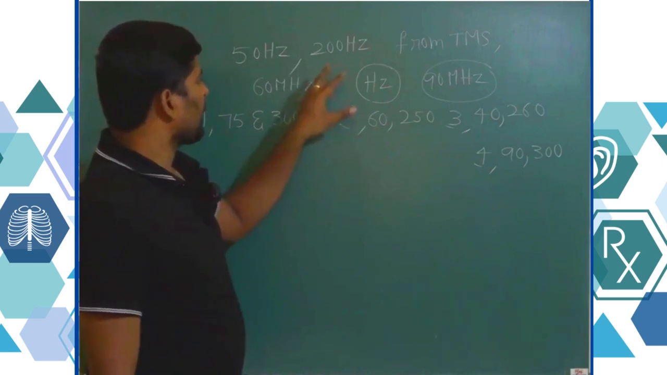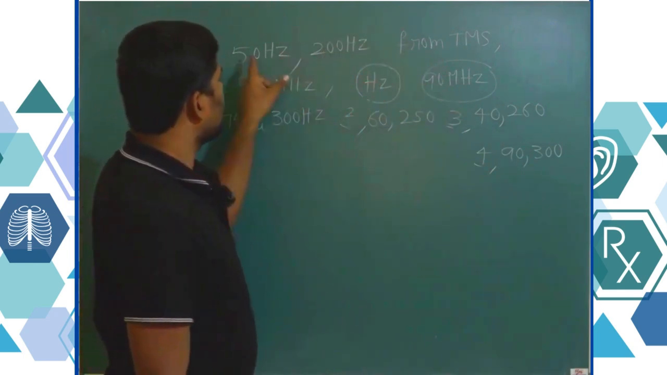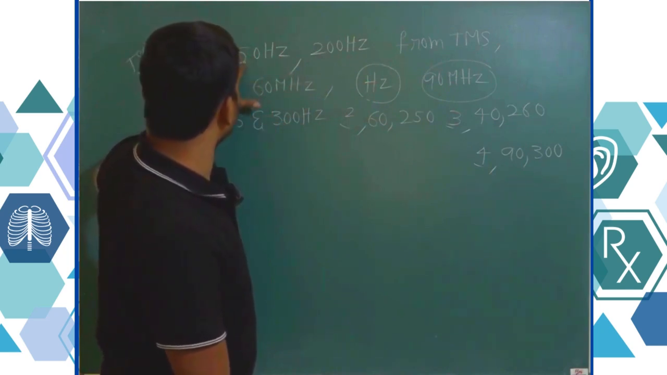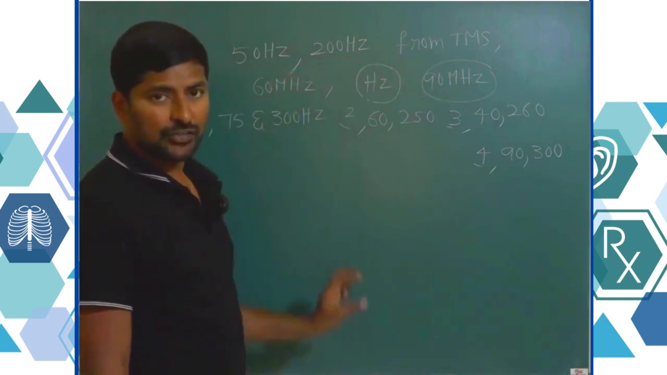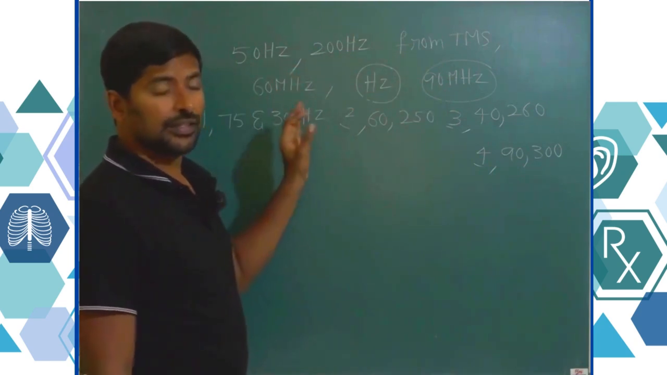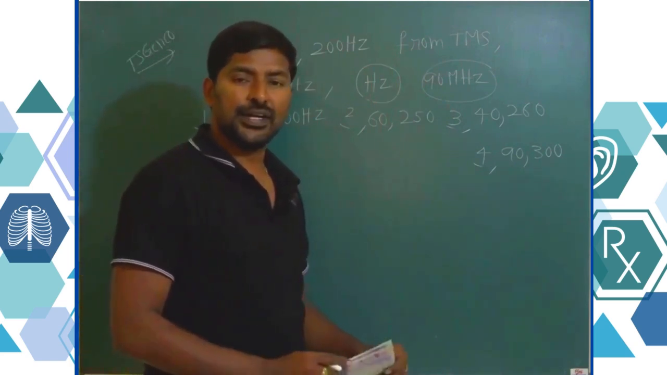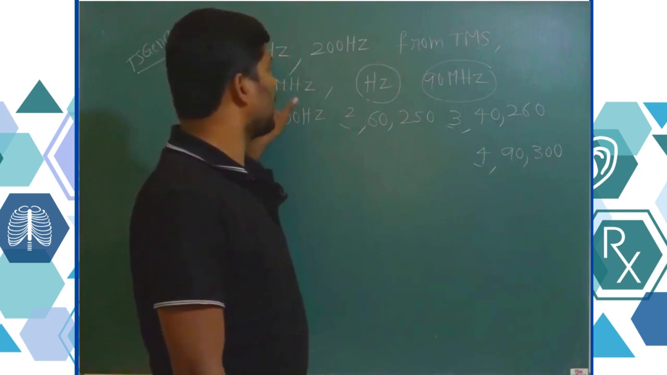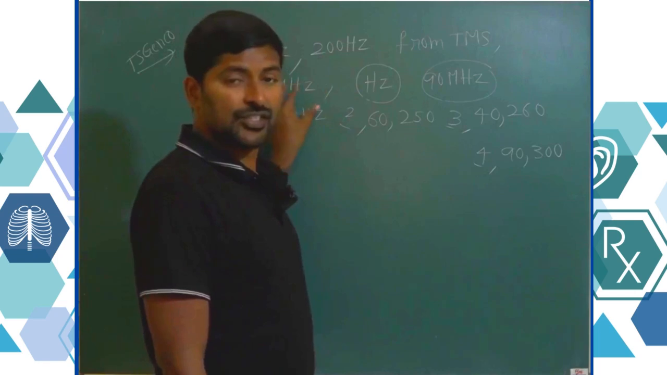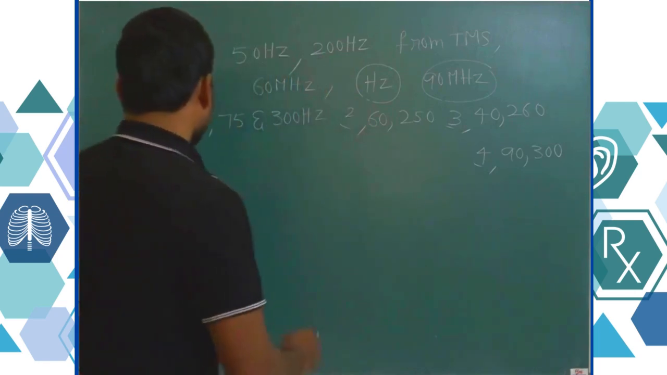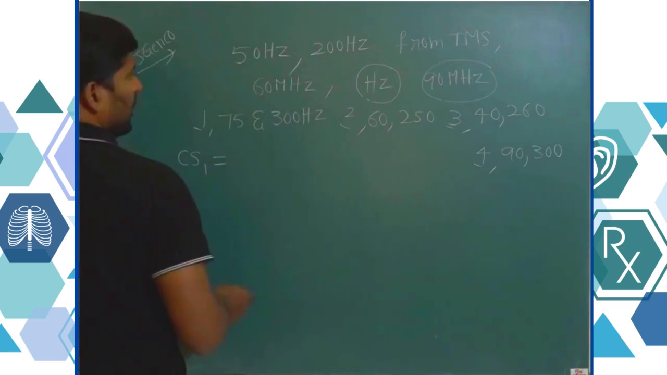So we know chemical shift in hertz depends on instrument frequency. On the 60 megahertz instrument it is 50 and 200. On the 90 megahertz instrument we may get different values. But chemical shift in ppm is independent of instrument frequency. So first we calculate the chemical shift of these two protons on the 60 megahertz instrument in ppm. Chemical shift of the first proton in ppm: what is the formula we have?